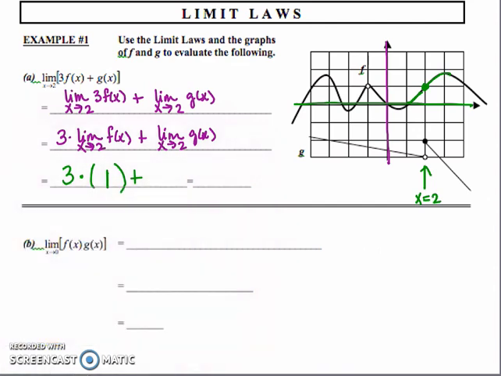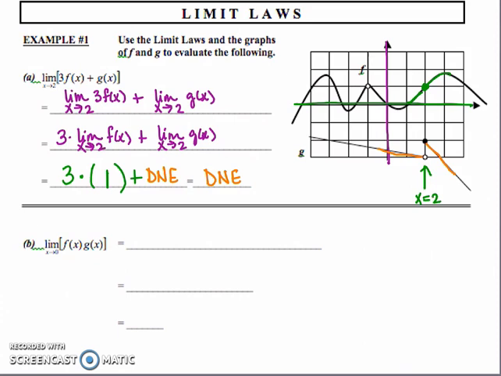So now let's take a look at that. Well, as g of x approaches 2 from the left, it looks like we are approaching -3, and as g of x approaches 2 from the right, it looks like we're approaching -2. So the left-hand limit and the right-hand limit don't agree when x is 2 for the function g, so we would say that the limit there does not exist. So 3 times 1 is 3, but 3 plus something that does not exist, we have to say that based on the graphs that we are given, this limit does not exist.